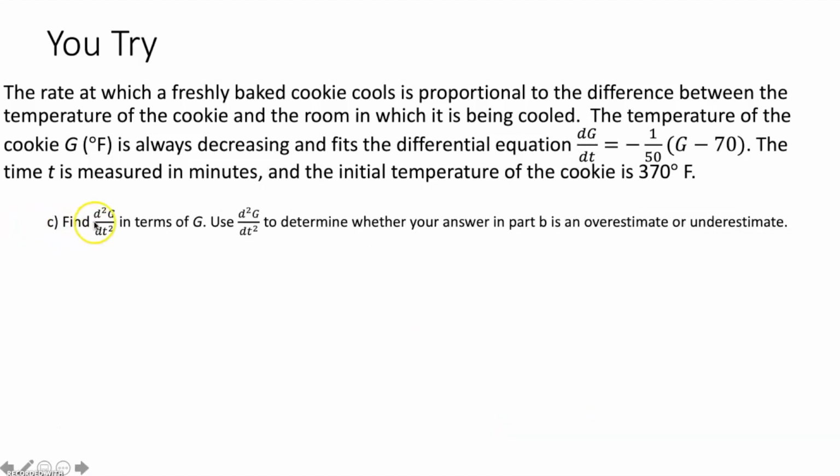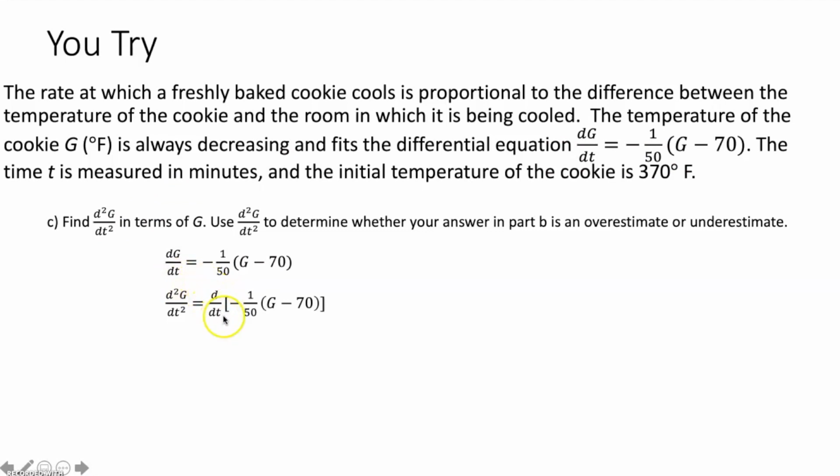Part C says find the second derivative of your function in terms of g. Use the second derivative to determine whether your answer in part B is an over or an under estimate. So let's answer the first part. It says find the second derivative of our given function. Well, we aren't given the function g, but we are given the derivative of our function g. So in order to find the second derivative, you just need to take the derivative of your derivative. And again, we're taking the derivative with respect to time.